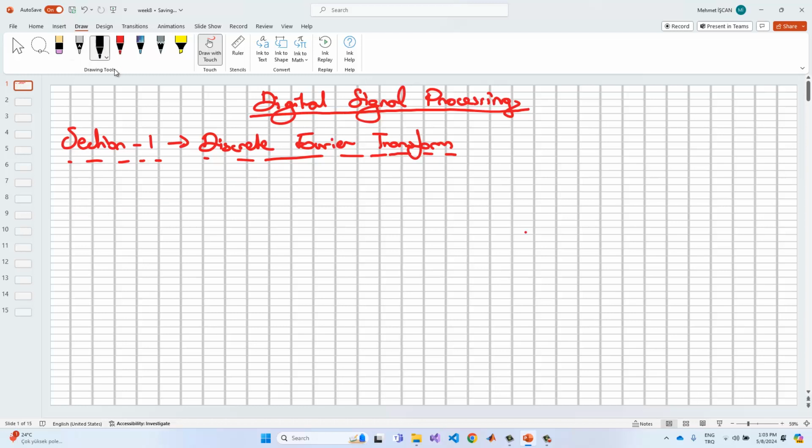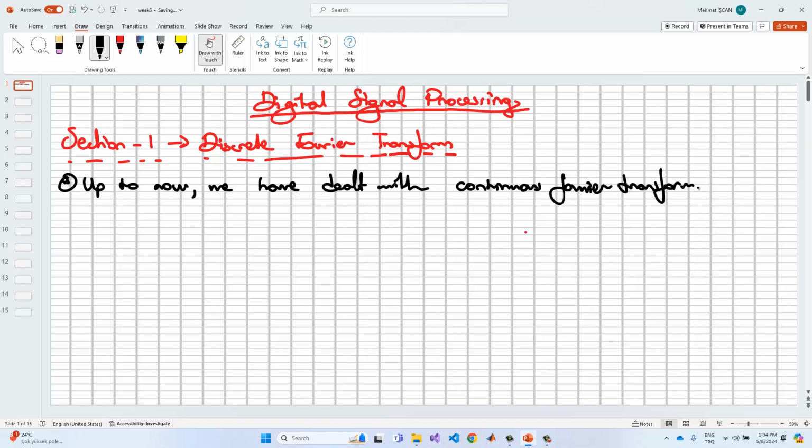Okay? And so, up to now, we have dealt with the continuous Fourier transform. Like this one, we have the F, big F in here. jw is the imaginary part of the system. We don't have the real part in this case because the frequency only contains the imaginary part. Just remember that. And so we have the integral from minus infinity to infinity in here, just like this one.